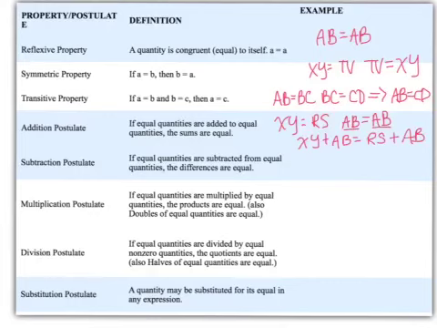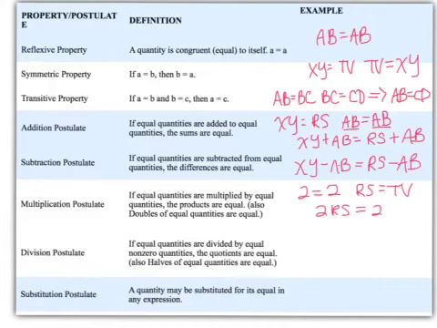The same thing goes for the subtraction postulate. If we're talking about the same example, XY equals RS and AB equals itself, we can say that XY minus AB is still equal to RS minus AB. Multiplication postulate, again, same thing. We know that 2 equals itself by the reflexive property. So if we say that RS equals TV, we can say that 2RS will still equal 2TV. So if equal quantities are multiplied by equal quantities, the products are equal. Also doubles, which is what we just showed.